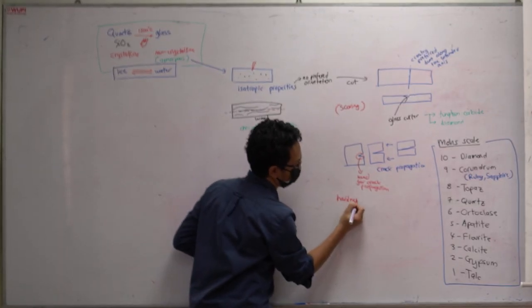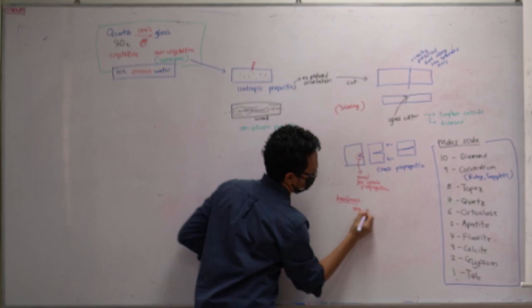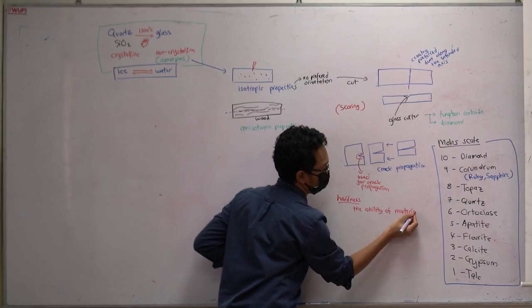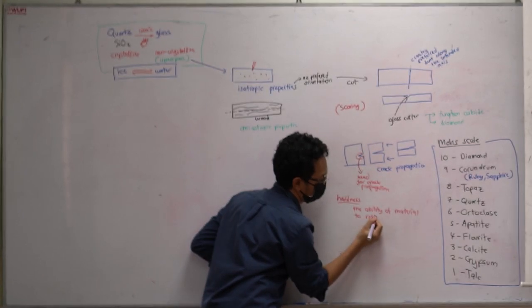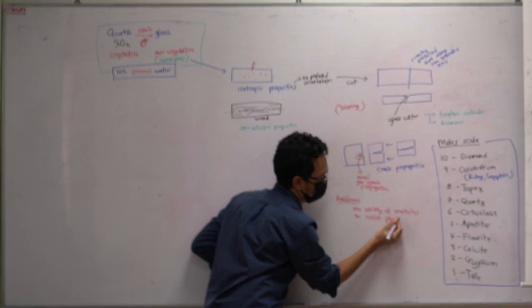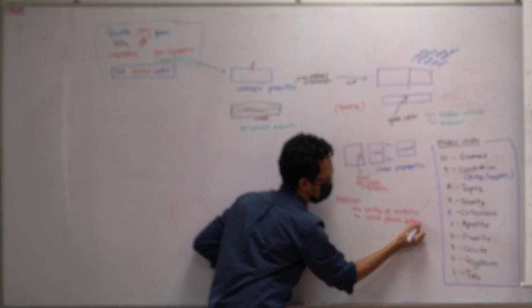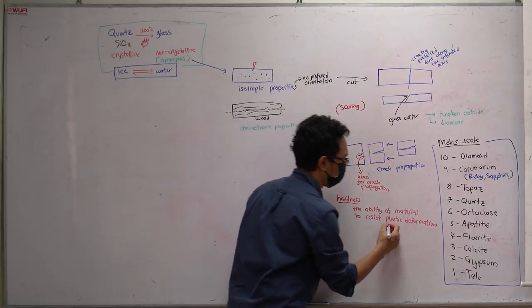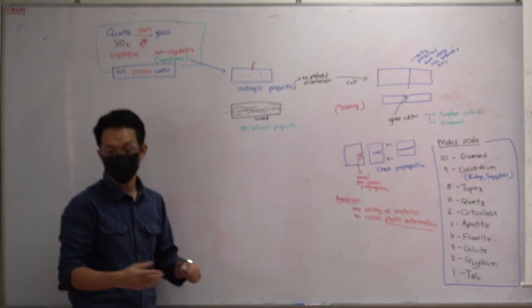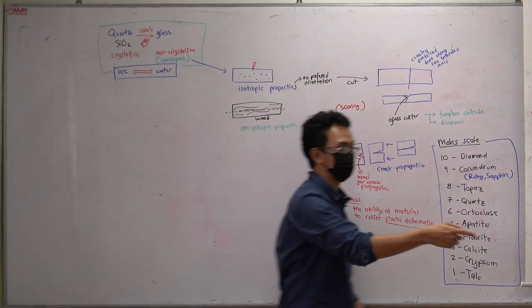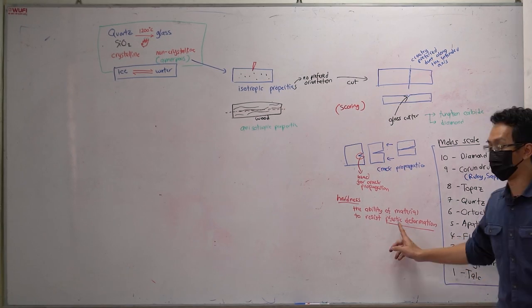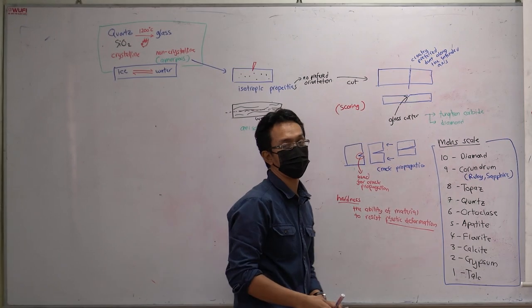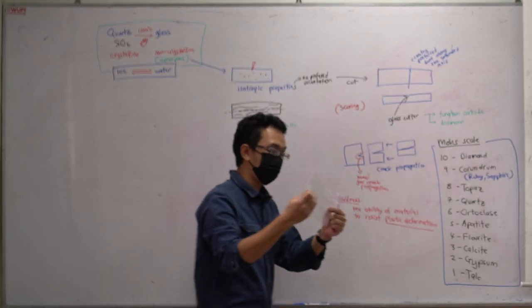Hardness. What is hardness? The ability of a material to resist plastic deformation. Okay. What is plastic deformation? When I say plastic deformation, it doesn't mean plastic here. This is the jargon, the term that we will use when we talk about mechanical characteristics later on. Plastic, when you deform, what will happen?